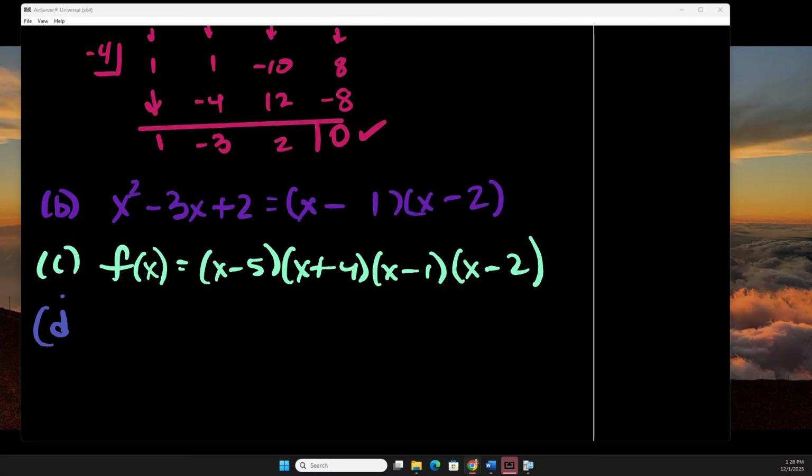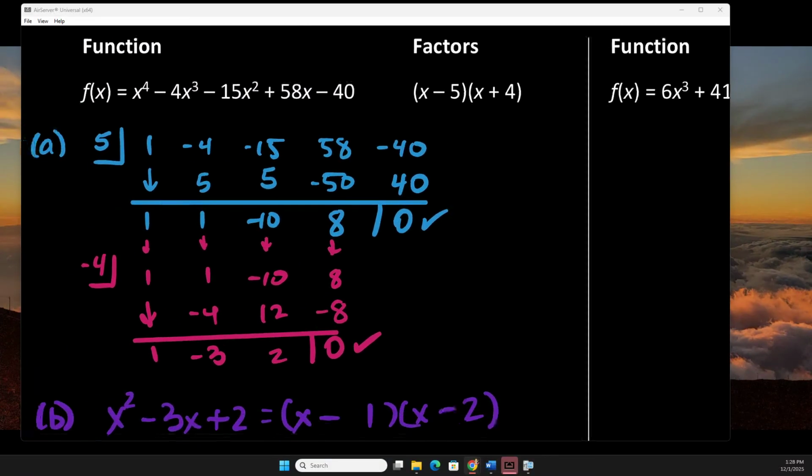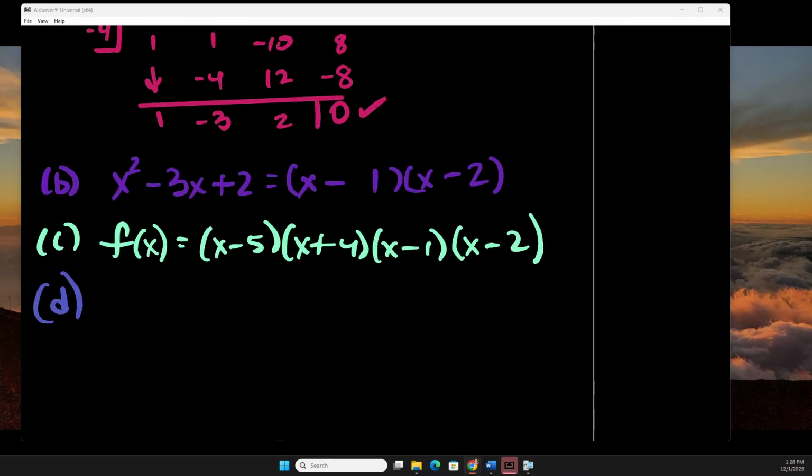Alright, and then D wants us to list all the zeros. So we've done this, but it's been a little while. If x minus 5 is a factor, what is the 0? 5. And then -4, and then 1, and then 2. Alright, any questions on that one?